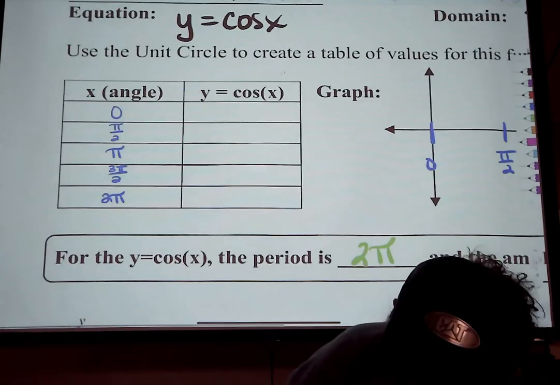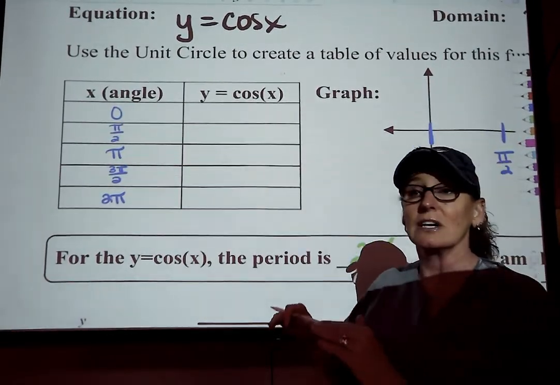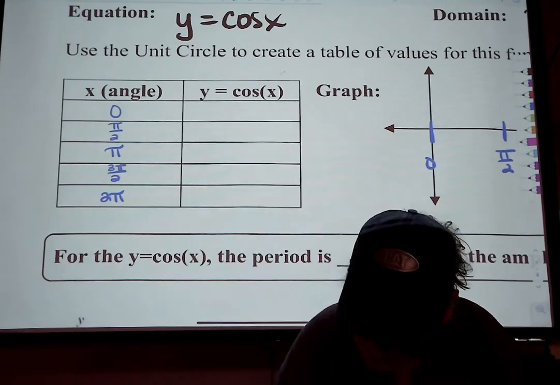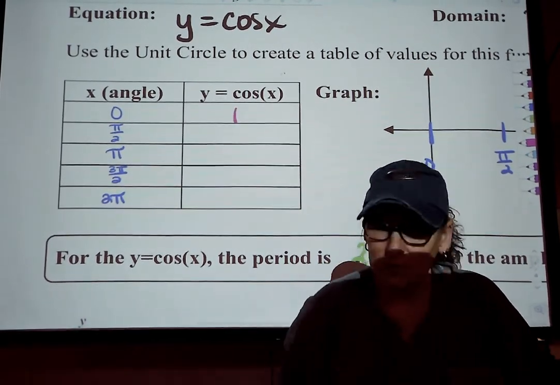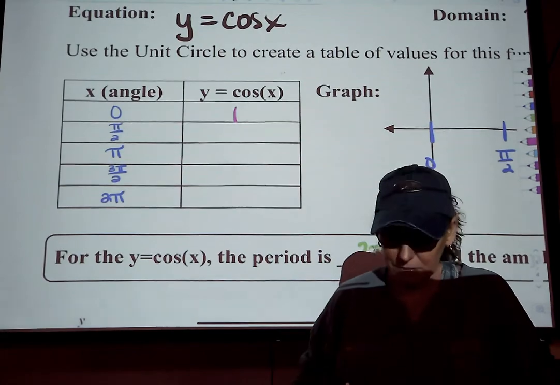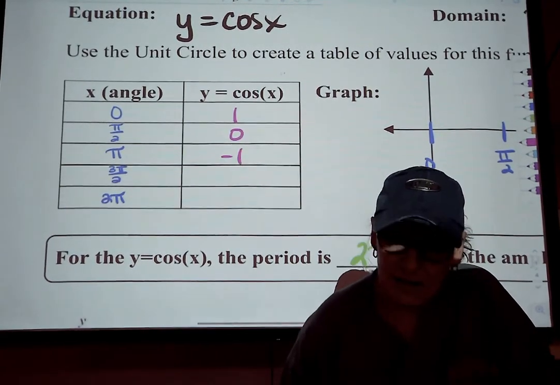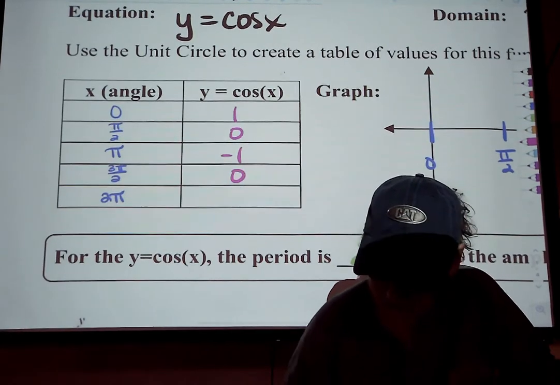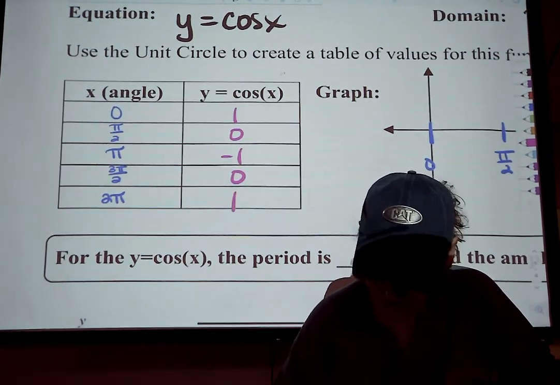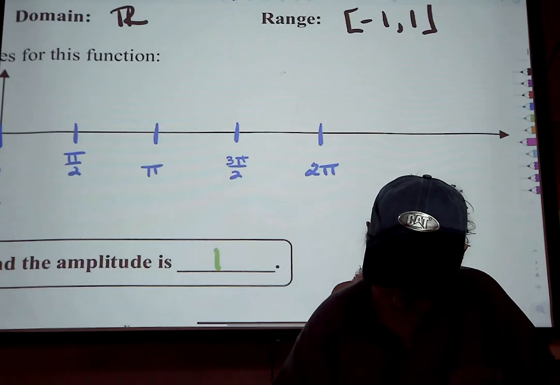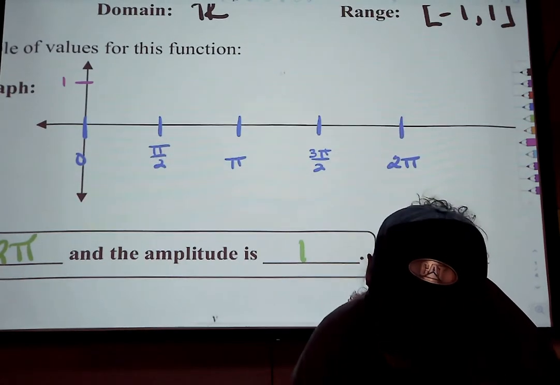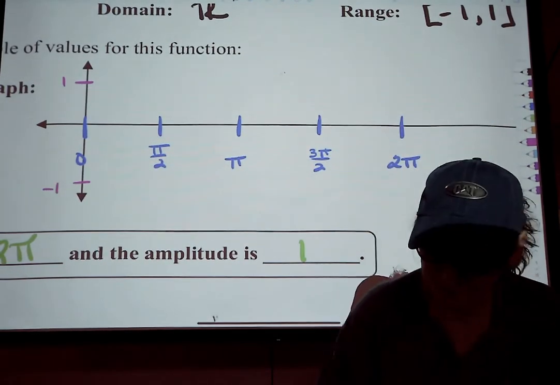Go back to your table, fill in your y values. Now remember, cosine starts at positive 1. So when x is 0, cosine, the y value is positive 1. And then it came down and hit the x-axis, and it bottomed out at negative 1, came back up and hit the x-axis, and went back up to positive 1. All right, graph it. Positive 1, negative 1.